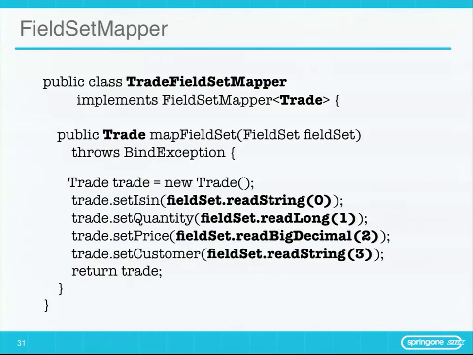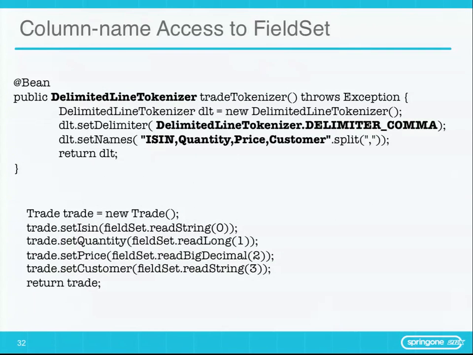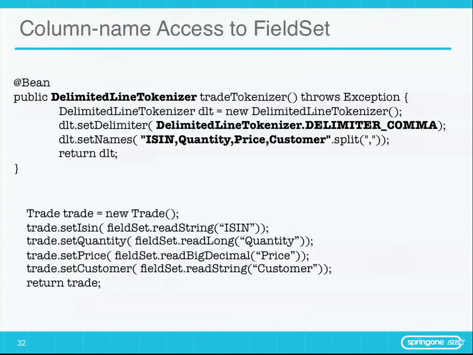Field set mappers. This tells you how to take several key value pairs that you got from reading in a file, and map them to something that's important to you. For example, a domain model object. So here I'm saying, given a field set, which is basically a map with keys and values, where keys are the column names and values are the values in the column, tell me how to convert it into a trade. You can also do it by column name, right? That's the map access, intrinsic to the idea of mapping.